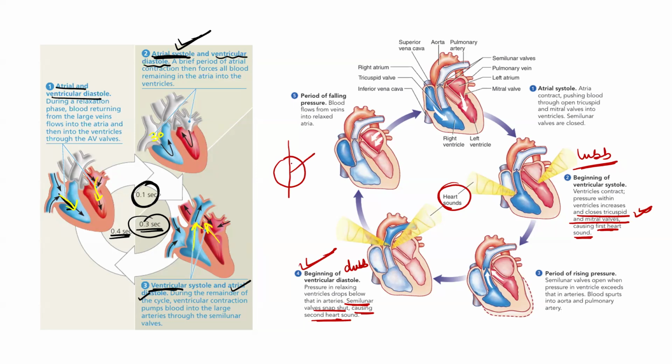So if we go with the diagram, please try to understand. See this. 0.1 second atria systole, 0.3 second ventricle systole, and 0.4 second joint diastole. So here, once the AV valve closed, you will get a sound lub. And here, once the semilunar valve closed, you will get the sound dub. So if they ask you the question, how much time is between lub and dub? Answer is 0.3 second. But if they ask you how much time between dub and lub, I think you can get an idea. It is 0.5 second.